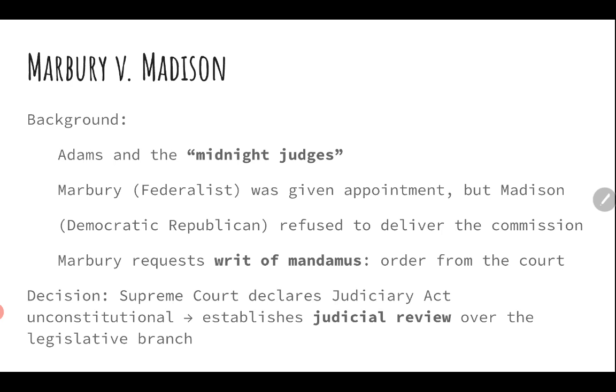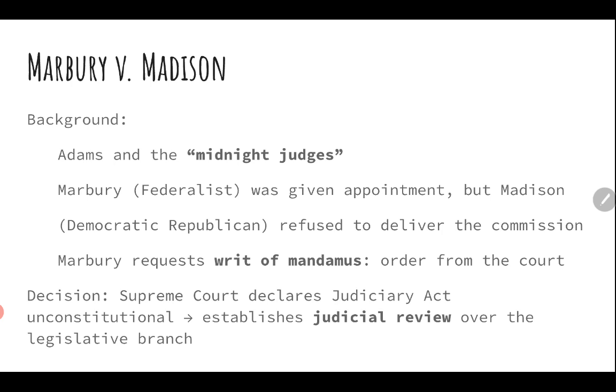And so Mulberry knows that this letter exists, and what he does is he goes to the court and he says, you guys have to make Madison give me the letter, right? And that's called a writ of mandamus. You have to demand that Madison give me the letter. So this Federalist judge is going to the Supreme Court, trying to make the Supreme Court make Madison deliver the letter. Now, the decision is that it is illegal, that this writ of mandamus is illegal.